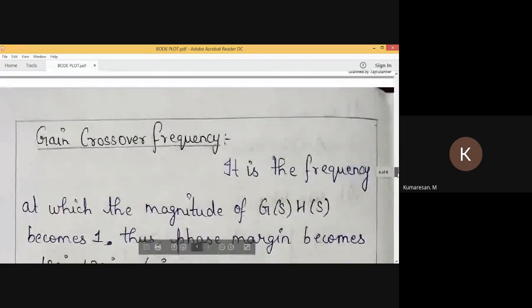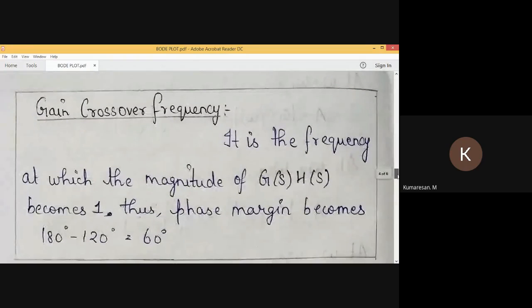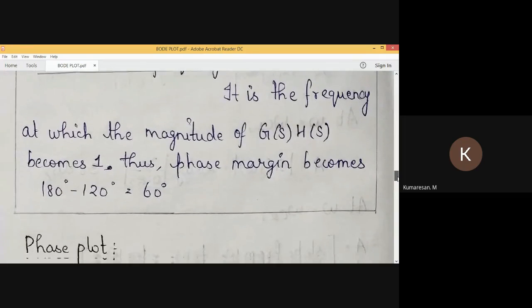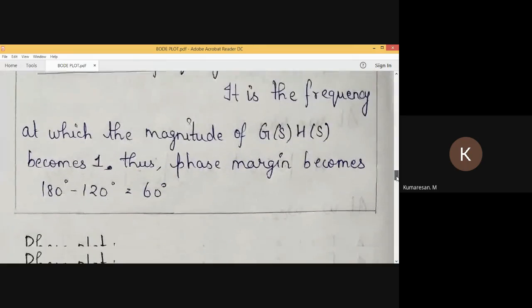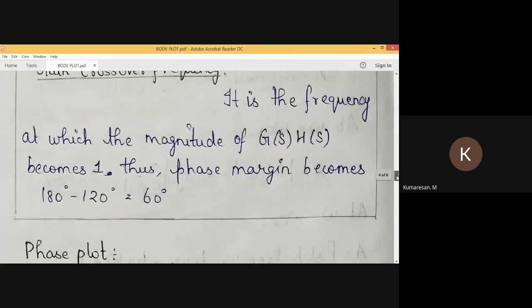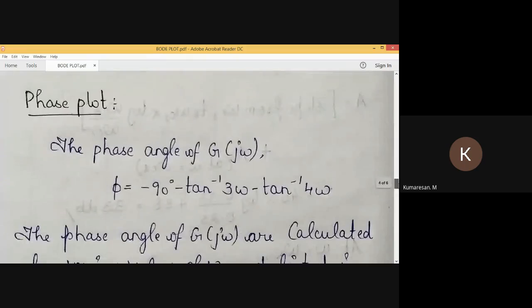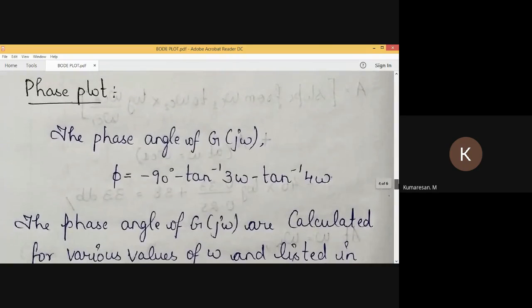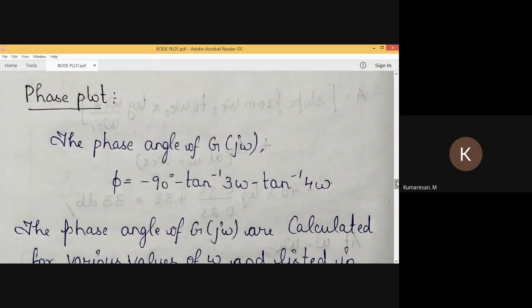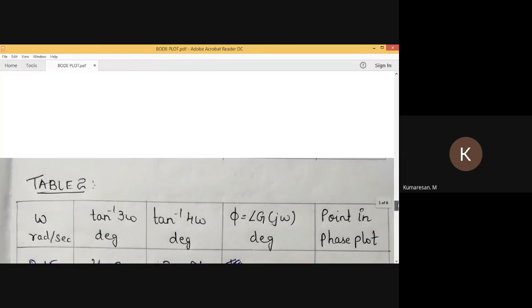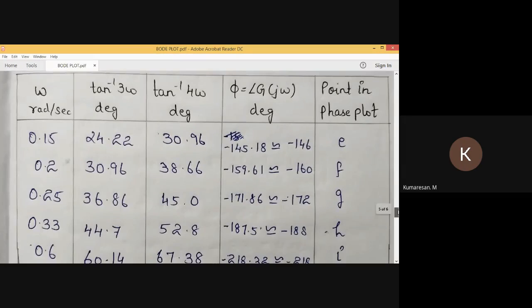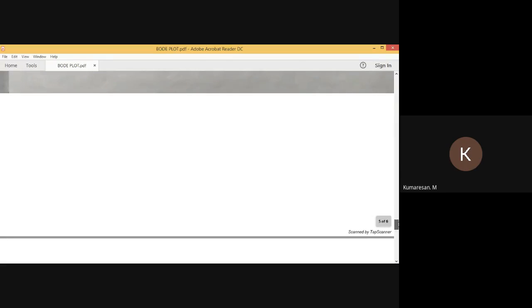Now, the gain crossover frequency is the frequency at which the magnitude of G(s)H(s) becomes 1. The phase margin becomes 180 degrees minus 120 degrees, 60 degrees. I will explain this one. Now the phase plot. Before the phase plot, we are going to see the magnitude plot.